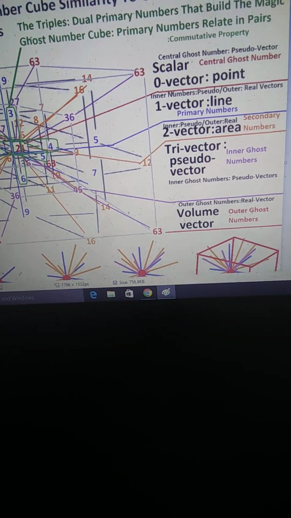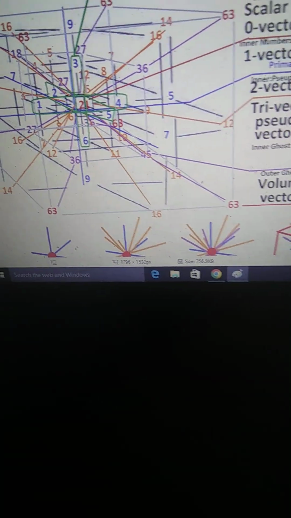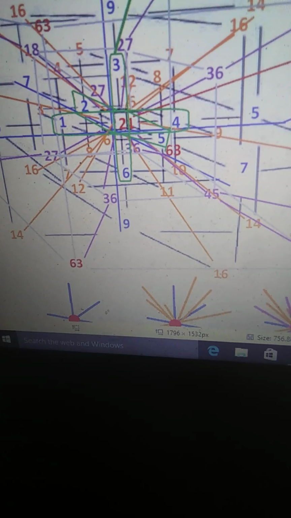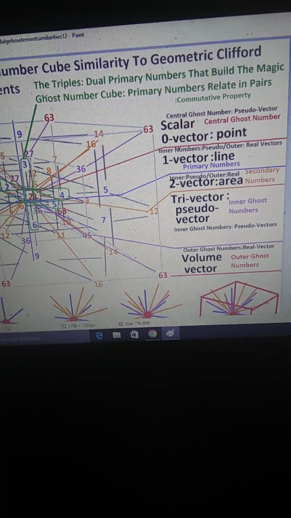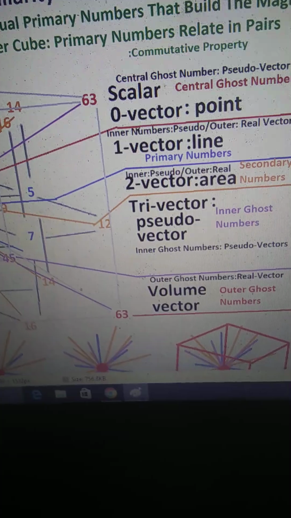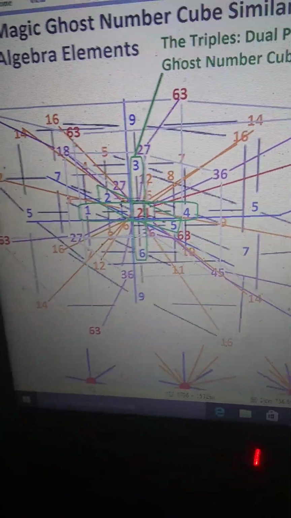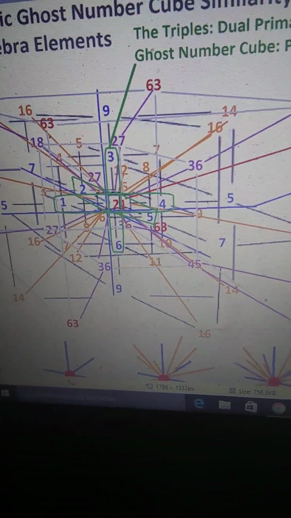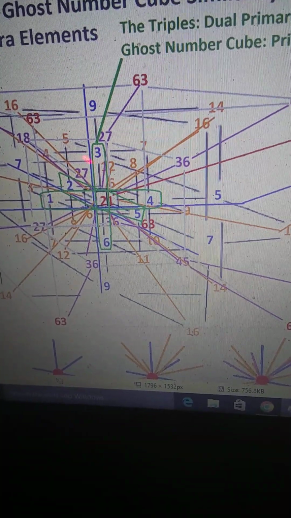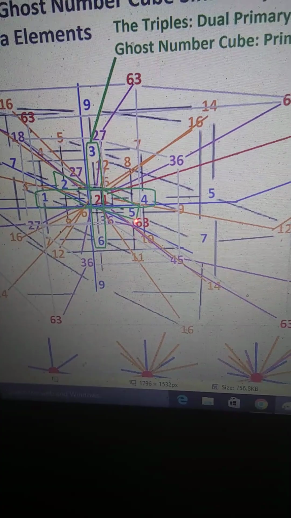in my cubes are the central ghost numbers. The central ghost number in this case is 21. The number one vector, or the one vector, is a line. Those are the primary numbers. And those are 1, the pair, 1 and 4, 3 and 6, 2 and 5.